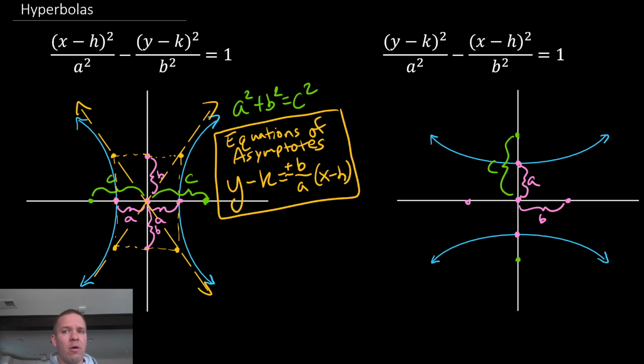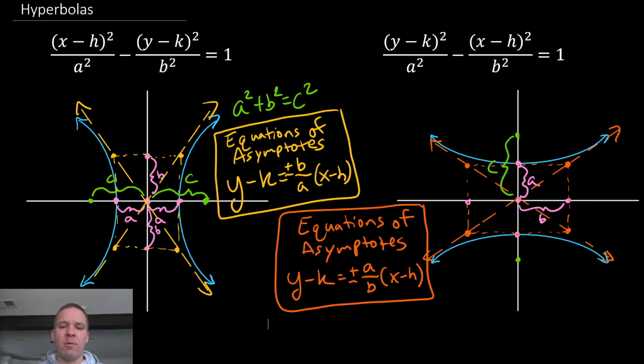Okay, so now for the one on the right here, what's that going to look like as far as our asymptotes are concerned? Well, it's still going to be y minus k and x minus h, but our slope is going to change. If you notice, we're going up a and we're going over b, so it's going to be a over b. Let's jot that down. And there we have it. So our equation is very similar, except our slope is going to be switched because we're going up a and to the right or to the left b. But other than that, we're all set.